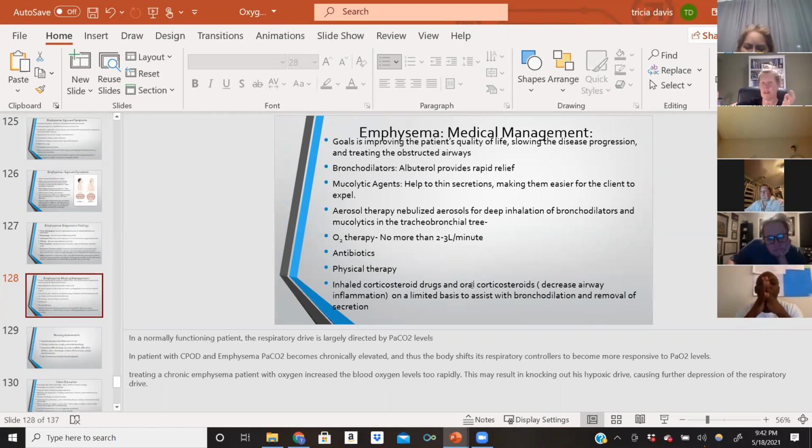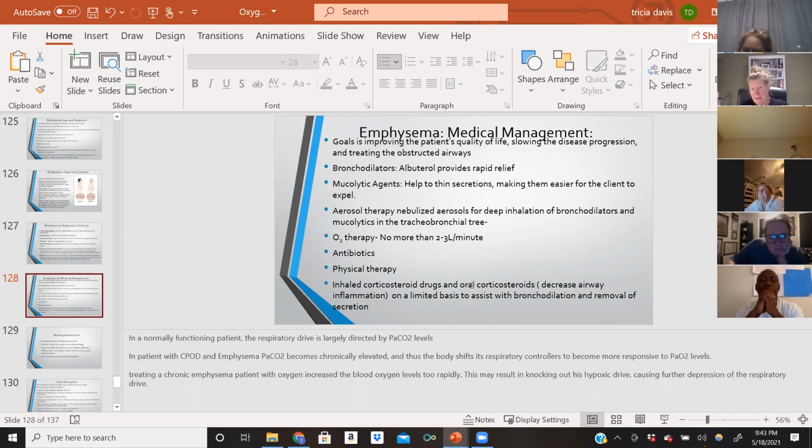So never any more than 3. If they have COPD, 4 is pushing it. 2 to 3 is usually good for them. If you give them 4, 5, or 6, it's never going to improve their oxygenation status. It's going to make it harder for them to breathe. It's going to be toxic.